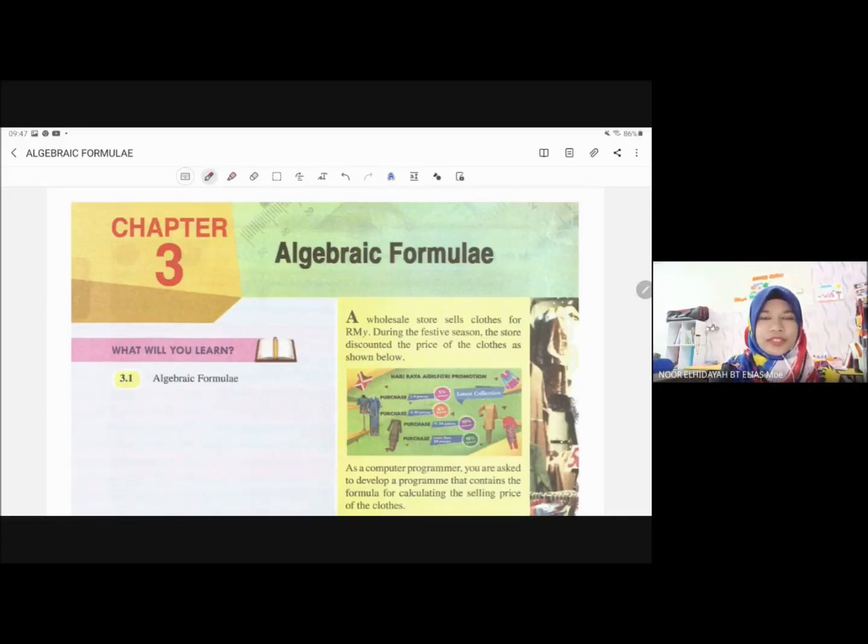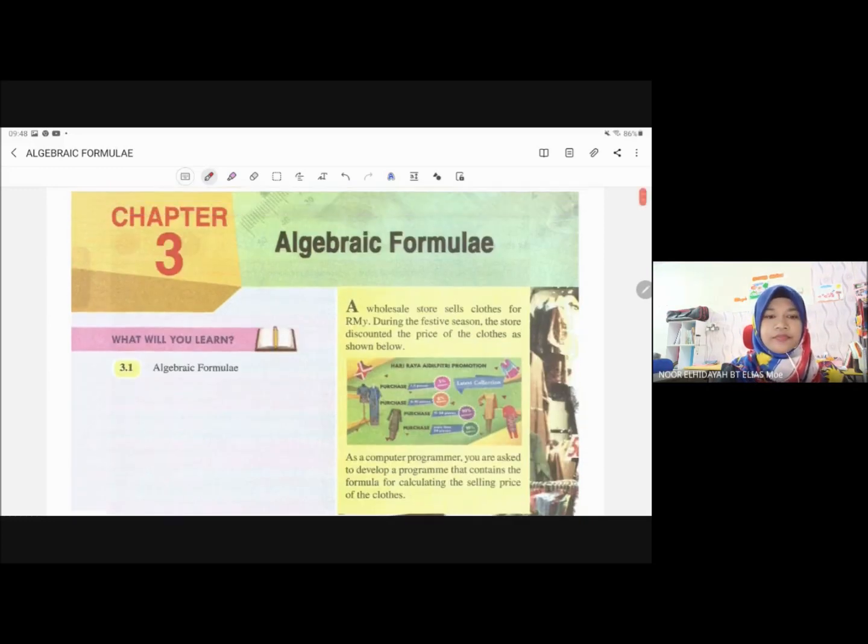Okay, video ini adalah video rakaman daripada cikgu memandangkan cikgu terlibat dengan pengawasan SPM. Walaupun cikgu terlibat dengan pengawasan SPM, awak punya online class tetap boleh berjalan. So hari ini kita akan masuk new topic which is algebraic formula.